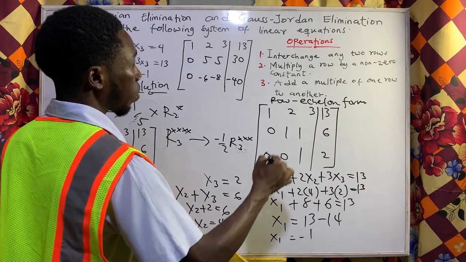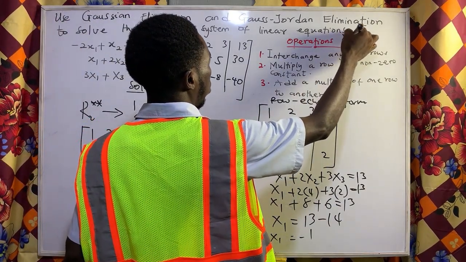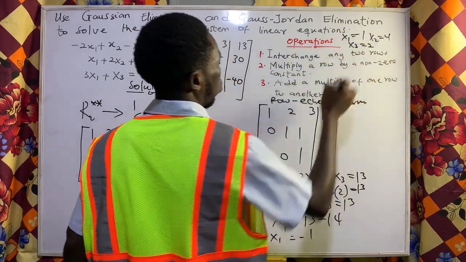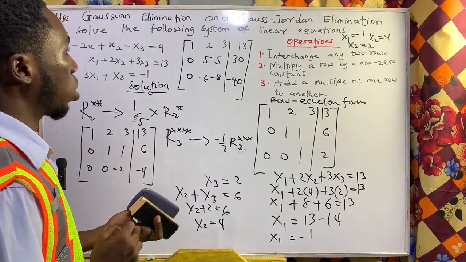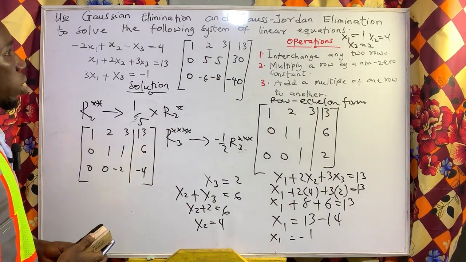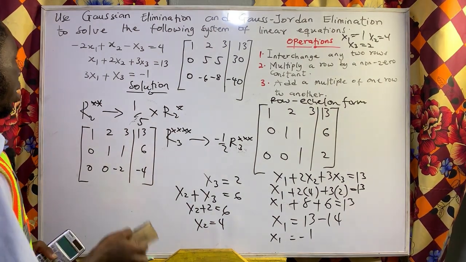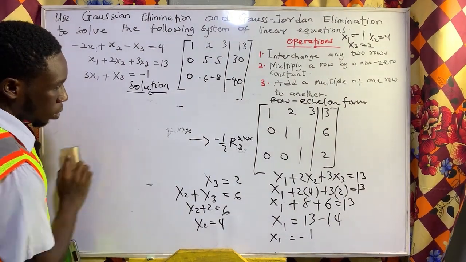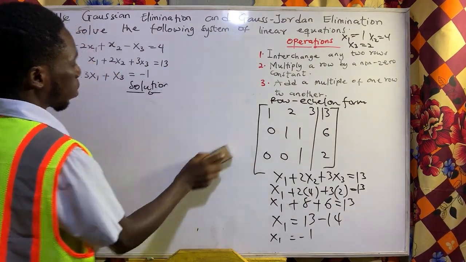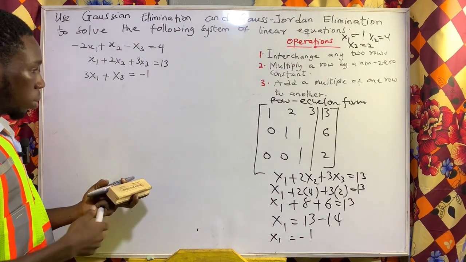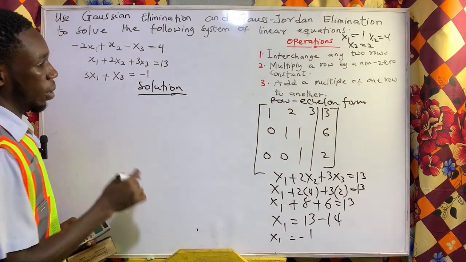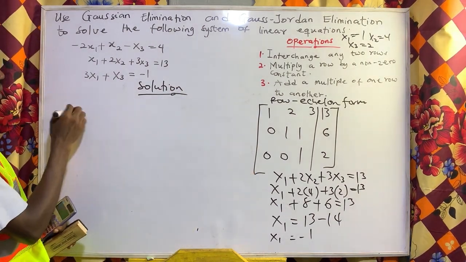So our answers are x1 equal to minus 1, x2 is 4, and x3 is 2. Those are the answers you get when you use Gaussian elimination. Now you're going to use the Gauss-Jordan elimination approach. Let's look at that also. For the Gauss-Jordan elimination, we already have this matrix here, so let's continue from there.